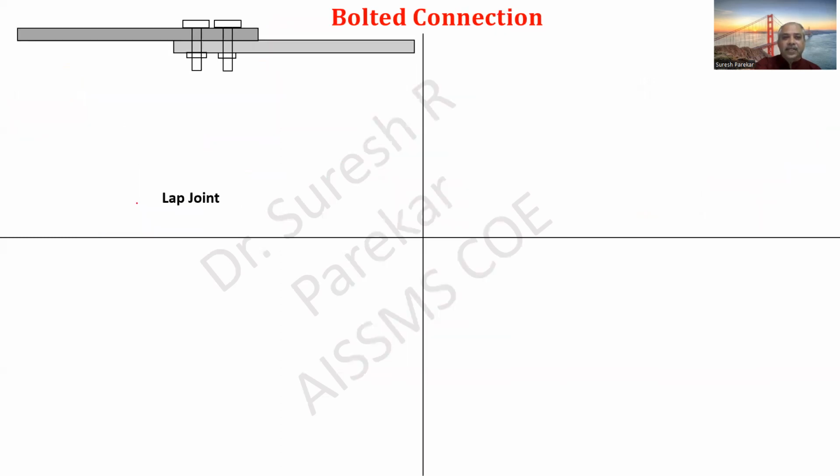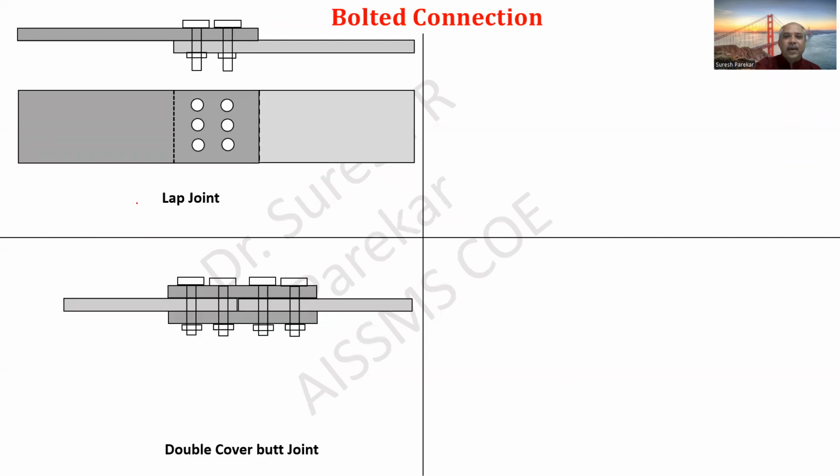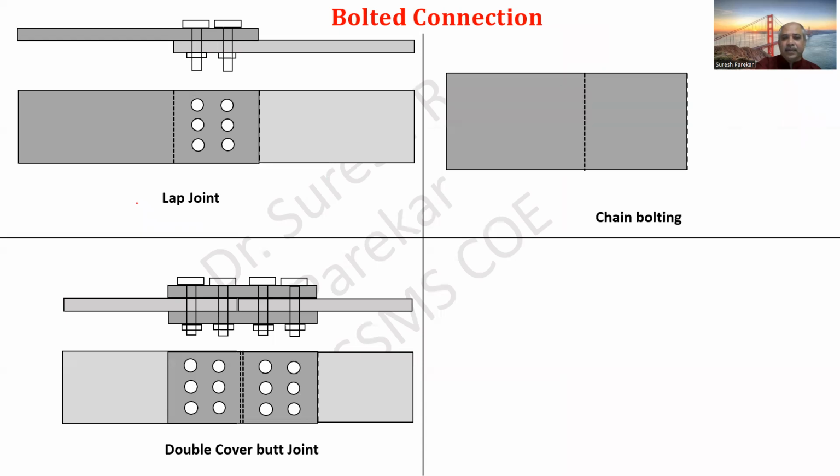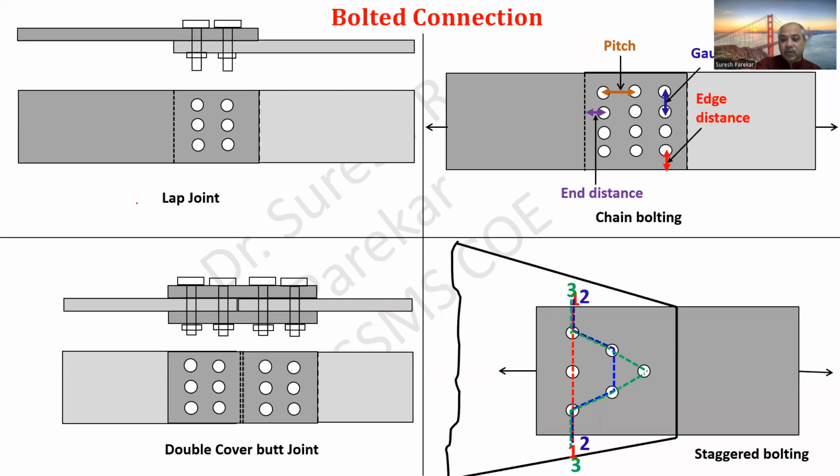Bolted connection, they may ask you which connections you have used. So mainly in our syllabus we have this chain bolting, or we can have this staggered bolting. Now you should be in a position to answer this. What is pitch? It is the distance between the two bolts in the direction of stress, or in the direction of force. Better, in IS code it is given in the direction of stress, so mention in the direction of stress. That is pitch.